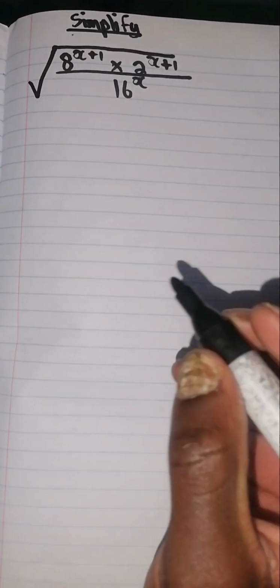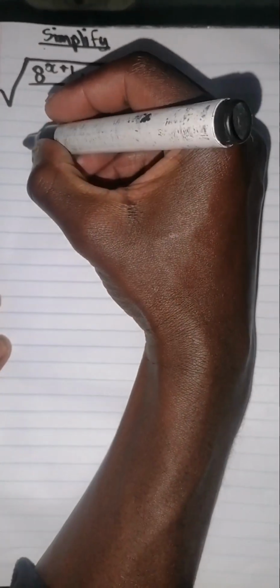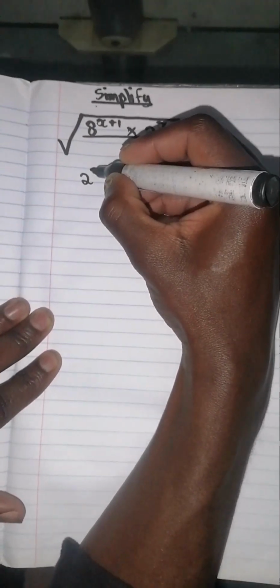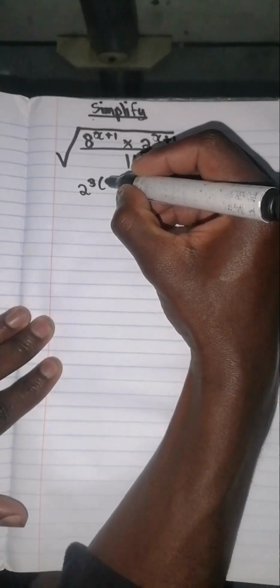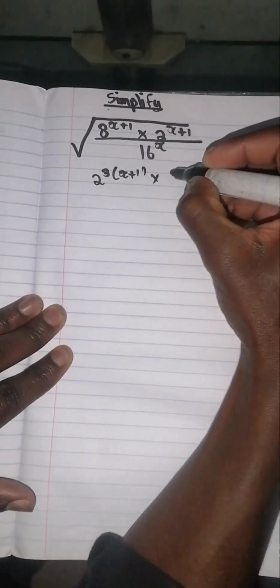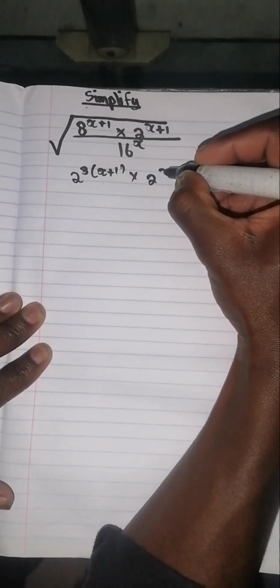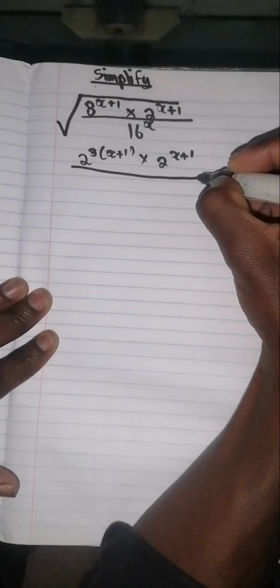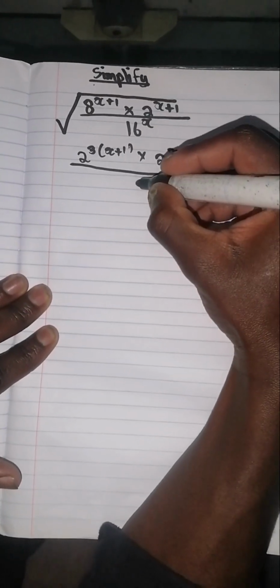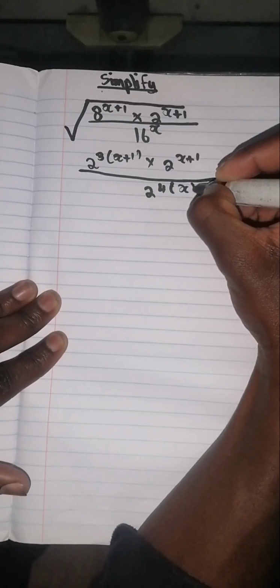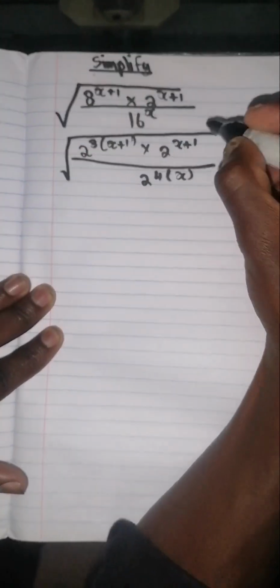Now 8 can be represented as 2 to the exponent of 3. This will be raised to the exponent of x plus 1, multiplied by 2, which will be written just like that as it is a prime number, over 16, which can be represented as 2 to the power 4 raised to the exponent of x, and all of this is inside a square root.